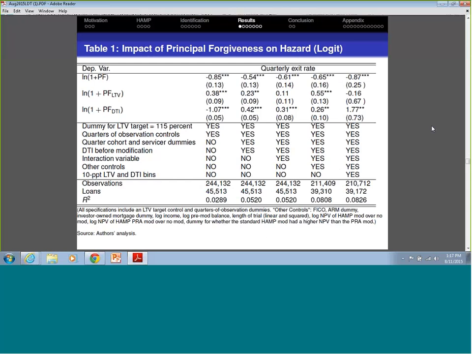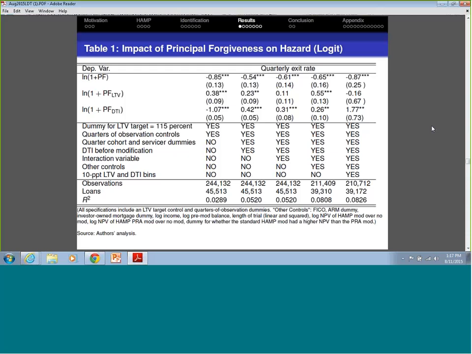This is the result, this is a log substitution, and it is a quarterly hazard. As we go left to right, the only thing I want you to take away from this very crowded table is that we're increasing the flexibility of the specifications, and we're adding more control variables, including the full set of characteristics that servicers use to determine whether or not the borrower is given the PRA modification and how much.